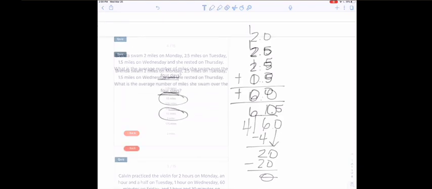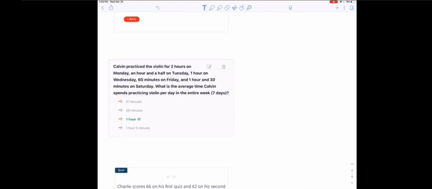Okay? Okay. Next question. It says, Calvin practiced the violin for 2 hours on Monday, an hour and a half on Tuesday, 1 hour on Wednesday, 60 minutes on Friday, and 1 hour and 30 minutes on Saturday. What is the average time Calvin spends practicing violin per day in the entire week, which is 7 days? So this right here tells us that we're going to divide it by 7.